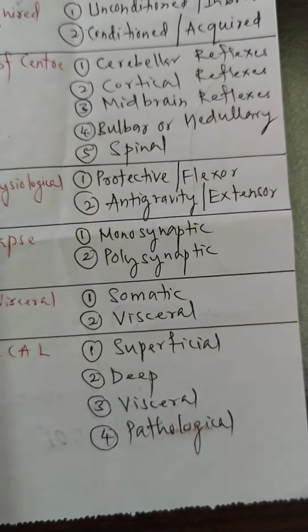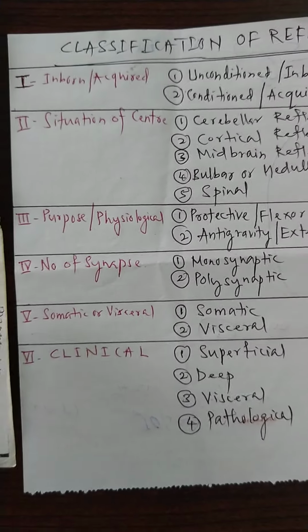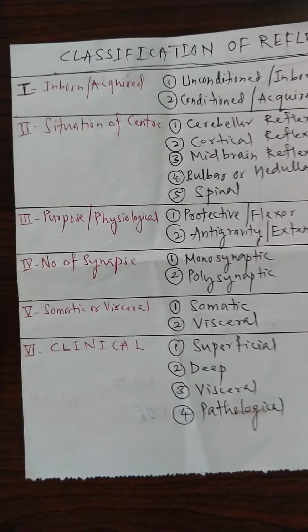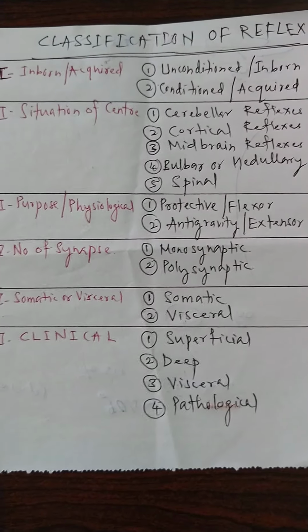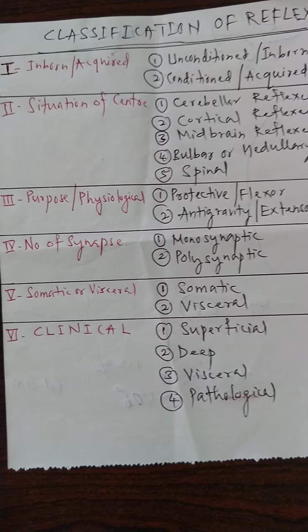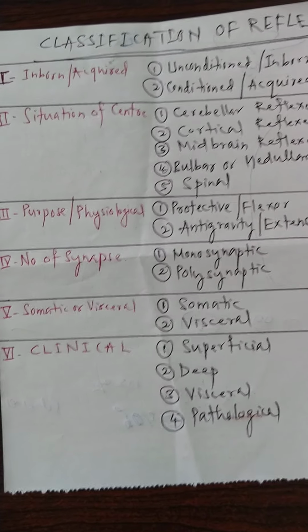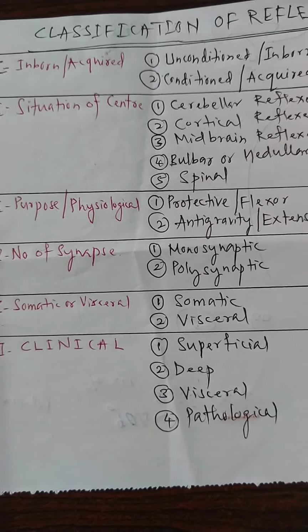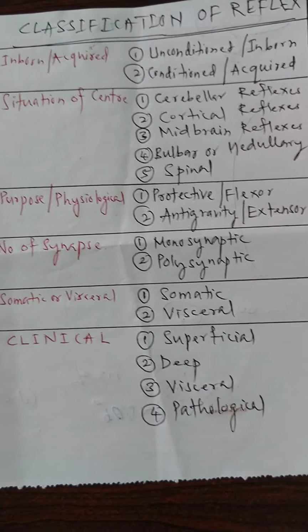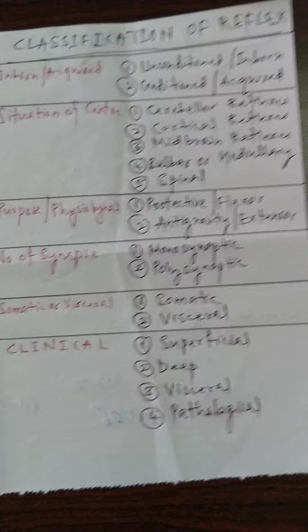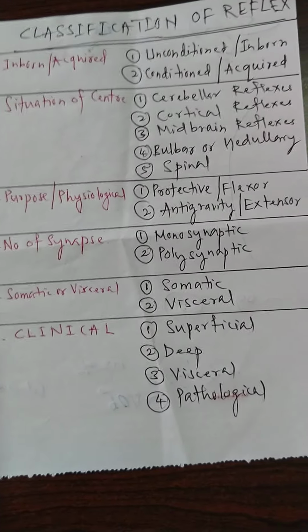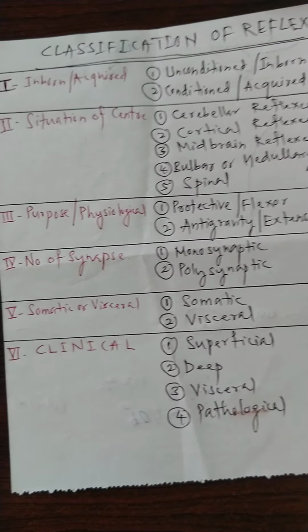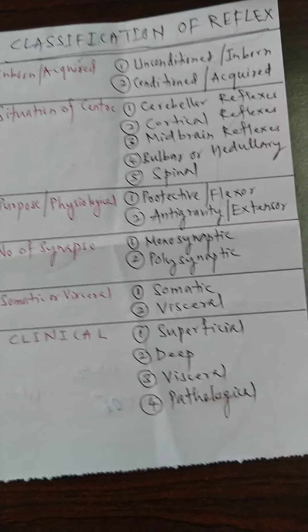The next thing is the classification of reflexes. Reflexes are classified in various ways. The first is depending upon whether they are inborn or acquired. Depending on this, they are classified into two types: unconditioned reflex and conditioned reflex, or inborn reflex and acquired reflex.